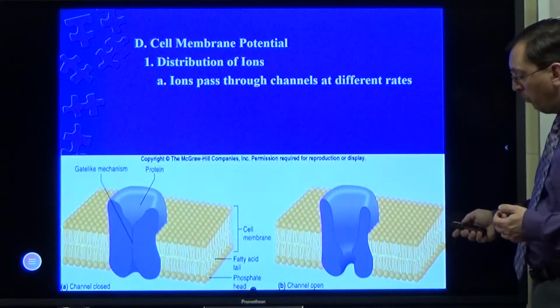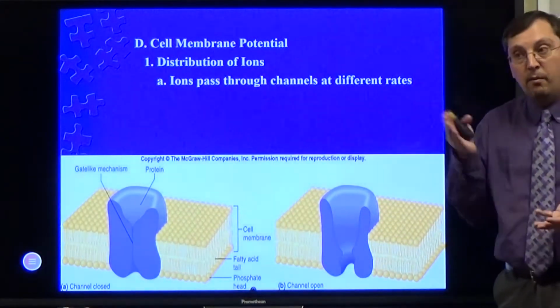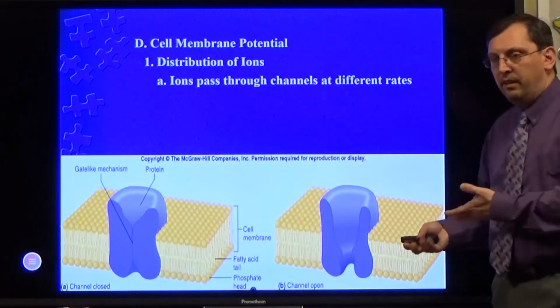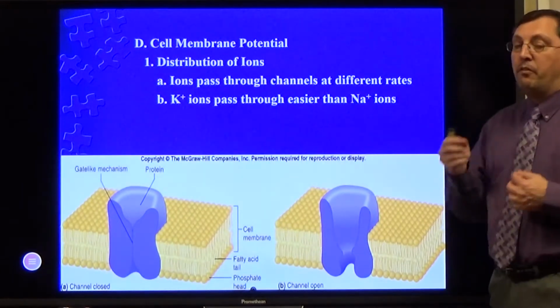So these little membranes work like this. You have these little channels in here that can regulate and control what comes in and out. Some are free-flowing, open all the time, like a doorway that's constantly open. Some are selective. Potassium ions will pass through easier than sodium ions will.